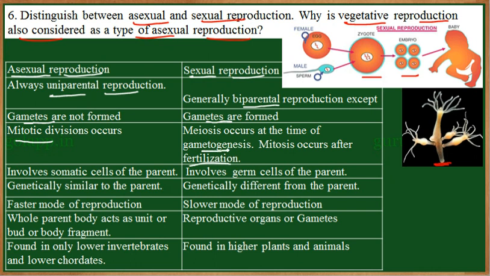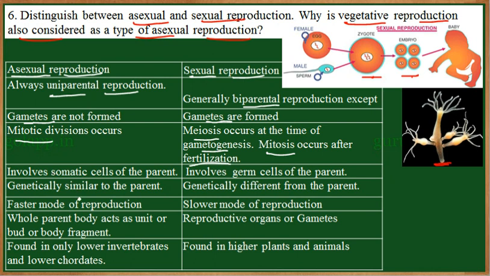During the formation of gametes, the process is called gametogenesis. Meiosis occurs. Meiosis is a reductional division. The chromosome number is reduced to half, from diploid to haploid. And once the zygote is formed, this zygote will undergo mitotic division and give rise to the embryo. So in the process of sexual reproduction, both kinds of division occur. The cell undergoes mitosis as well as meiosis in different stages.